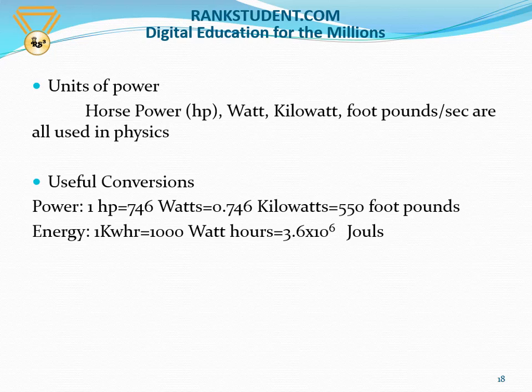The units of power are horsepower, watt, kilowatt, foot-pounds per second. They're all used in physics, and it's useful to know their conversions. 1 horsepower is equal to 746 watts, which is the same as 0.746 kilowatts, which is equal to 550 foot-pounds per second. And energy of 1 kilowatt hour is 1,000 watt hours. This is how you receive your electricity bill, in kilowatt hours, which is equal to 3.6 times 10 to the power 6 joules.